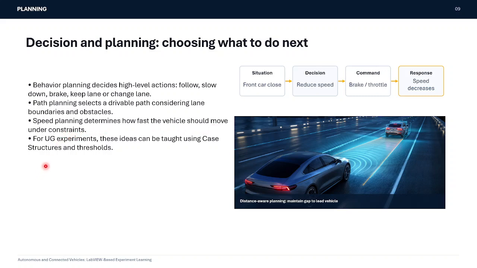For the UG experiment, we have to identify some small cases to understand decision and planning. For example: front car close, decision: reduce the speed, command the brake or throttle, response: speed decreases. This kind of understanding is needed: how to use small electronic components to achieve this kind of decision and planning.